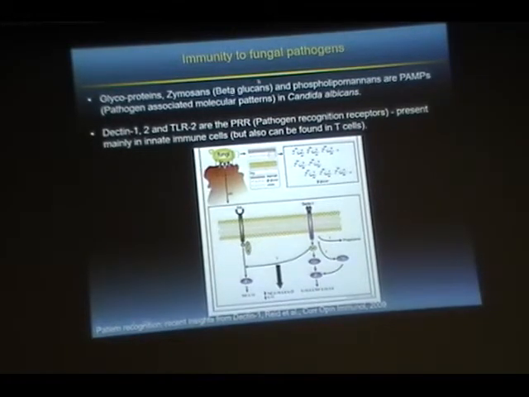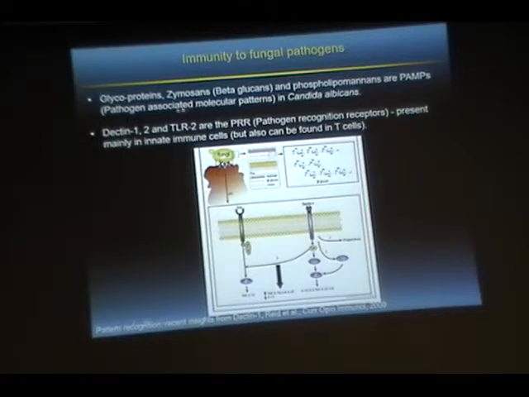So, like I said, the fungi have glycoproteins. That's very exclusive to a lot of fungi. Zymosans, beta-glucans, and phospholipomannans. And these are PAMs, or pathogen-associated molecular patterns, that are associated with fungi. Okay, so it's not in bacteria, it's not in virus, but these are exclusive to fungi.